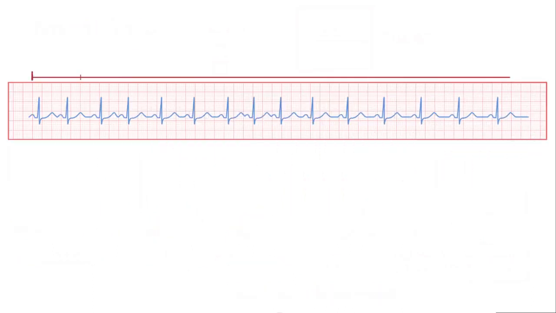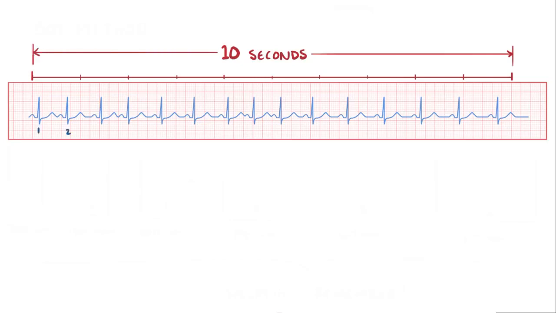Another method to figure out the heart rate is to count the number of beats in 10 seconds, which is the standard length of time in the rhythm strip portion of a 12-lead ECG. So in this case, we can count 15. Since this is a 10-second interval, all you have to do is multiply this by 6 to get the heart rate, which would be 90 beats per minute.